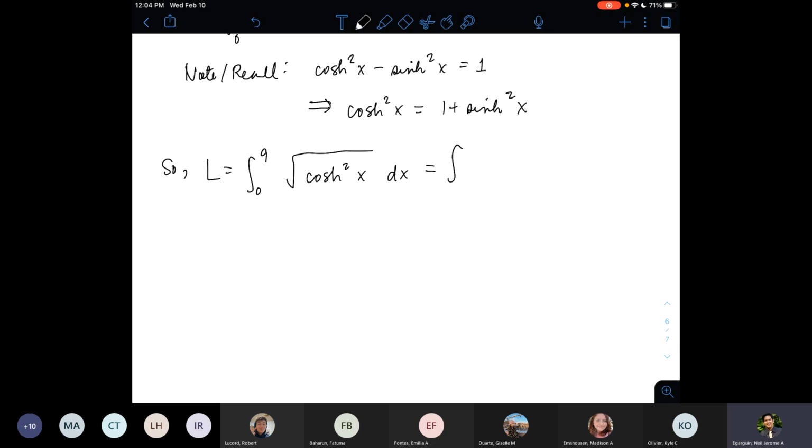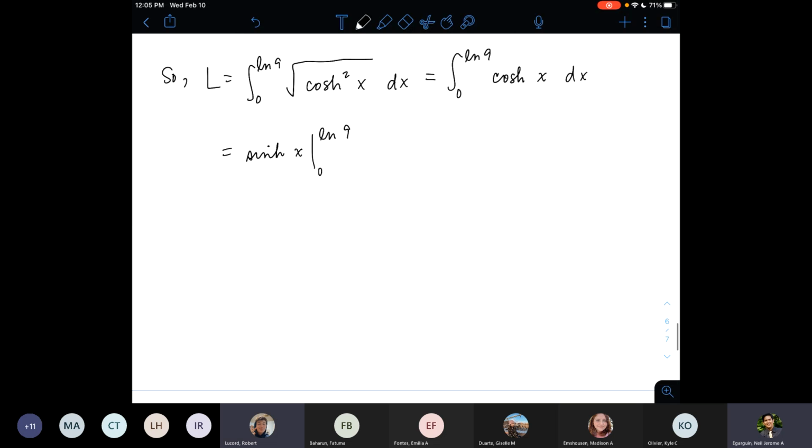Sorry, this is ln 9. This will just be the integral from 0 to ln 9 of hyperbolic cosine. I'm getting ahead of myself there, but anyway. And then the integral of hyperbolic cosine is hyperbolic sine, evaluated from 0 to ln 9.